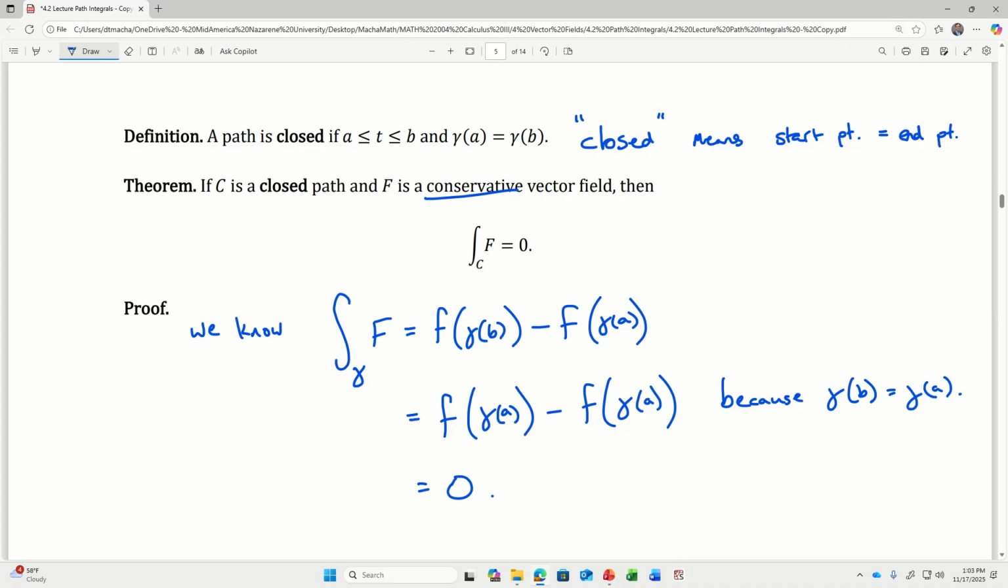So what does that mean? If you've got a conservative vector field, like the gravitational field, you start at the base of the mountain and you make a closed path, like you hike up the mountain, you hike down the mountain, and you hike around the mountain back to where you started from, then your potential is the same. There's no change in your potential. Your potential at the end is the same as the potential at the start, because your start location is the same as your end location. And that means if you were going to take this integral, then the integral should be equal to 0.